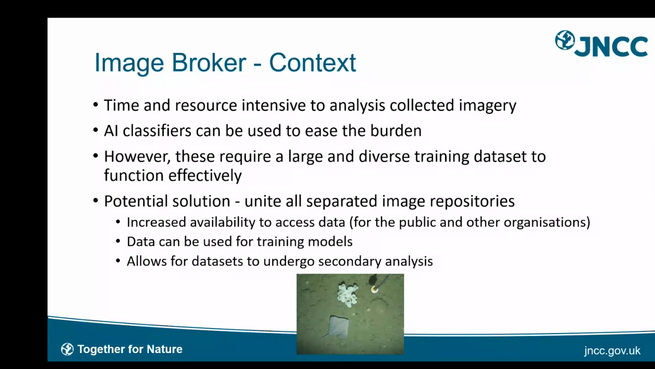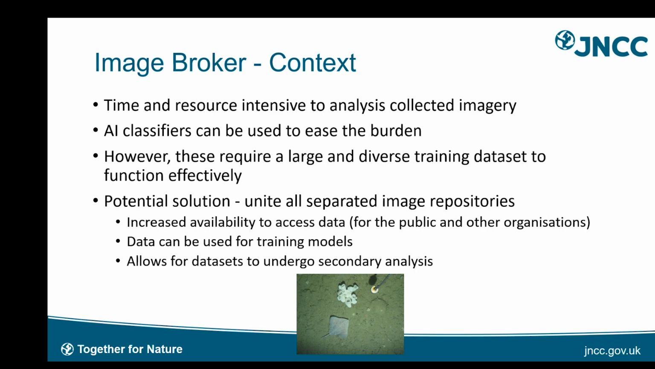Following on from the issues of collecting large volumes of data, when we do get the data back on land, it is then very time-consuming and quite expensive to analyze this magnitude of data. Recent work with AI and machine learning models can now be used to reduce the amount of effort that is required to run these analyses.